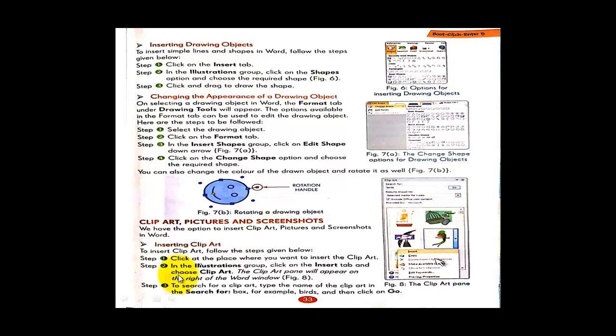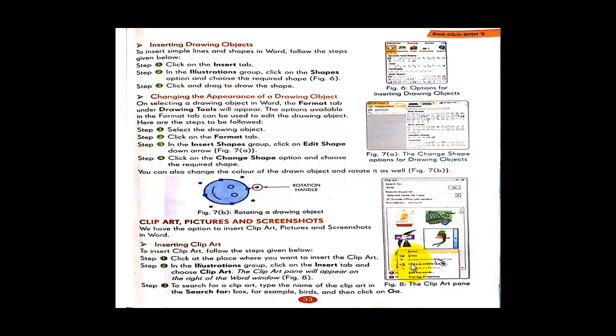After that, what you have to do to search for a clip art is type the name of the clip art in the search for box. Click on the search for box, for example type birds, and then click go, and the bird clip arts will appear.